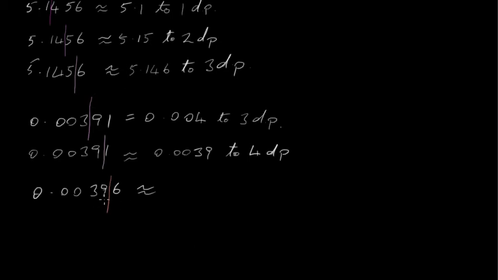So that would make the 9 a 0, and the 1 from the 10 would be added to this 3. So I end up with 0.0040, and that's to 4 decimal places. And that's it from the point of view of decimal places.